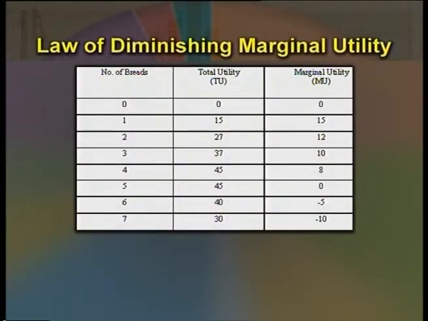In the above table that you can see, you have 3 columns. In the first column, we have slices of bread. In the second column, we have total utility, and in the third column, we have marginal utility. The slices of bread in the first column increase from 0 to 7, and the corresponding amount of total utility and marginal utility are also depicted in the table.